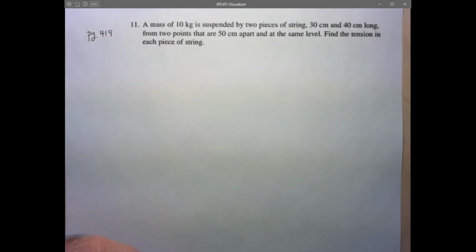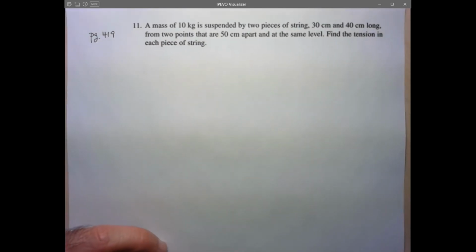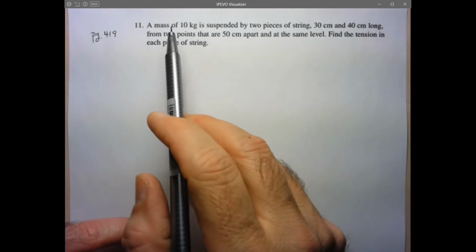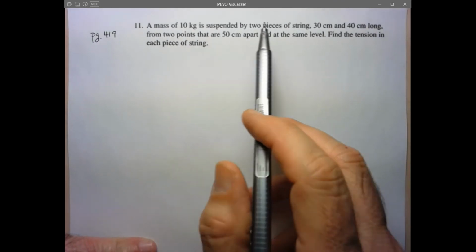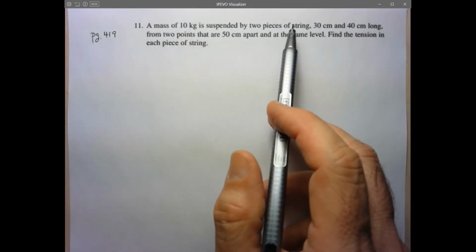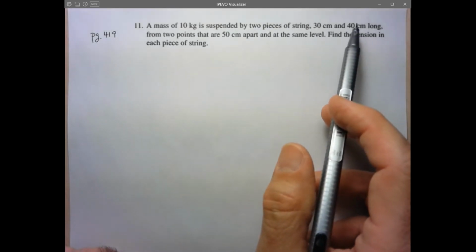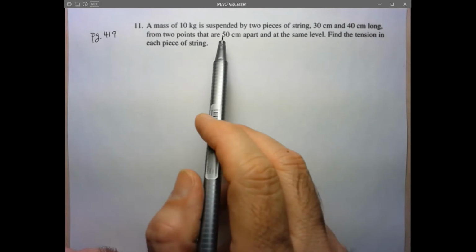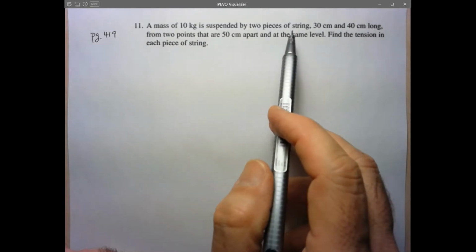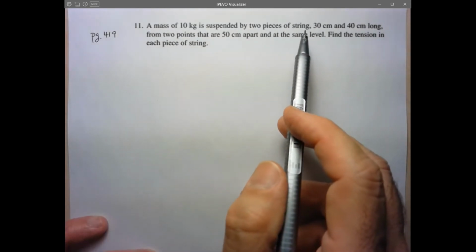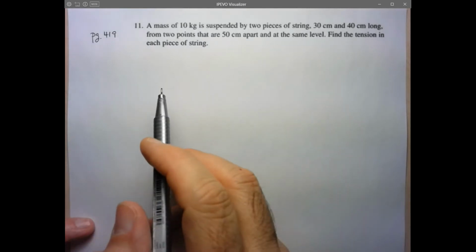Hi folks, we're going to take a look at number 11 on page 419. Here they tell us that there's a 10 kilogram mass that's suspended by two pieces of string. They give us the length of those strings, and they tell us that it's suspended from 2 points that are 50 centimeters apart at the same level. They want us to find the tension in each piece of string.